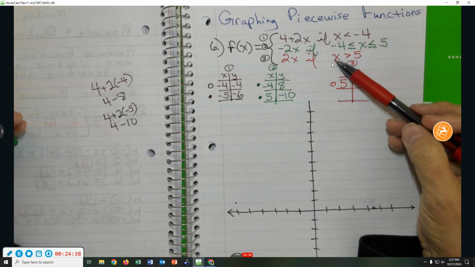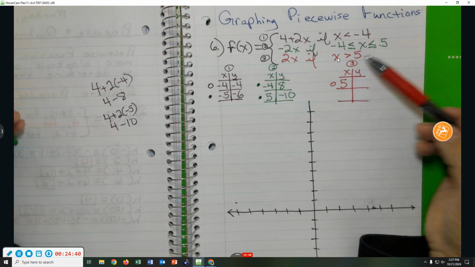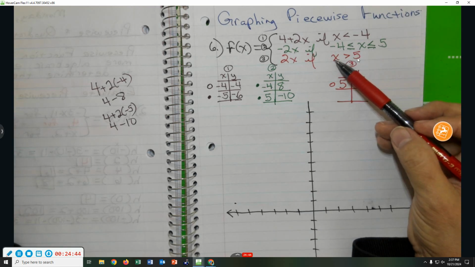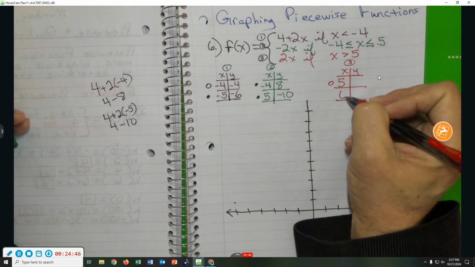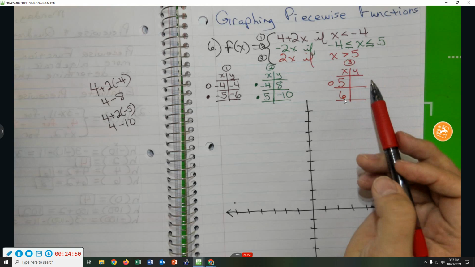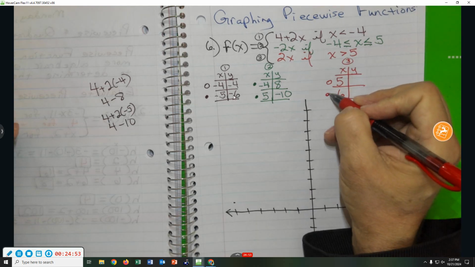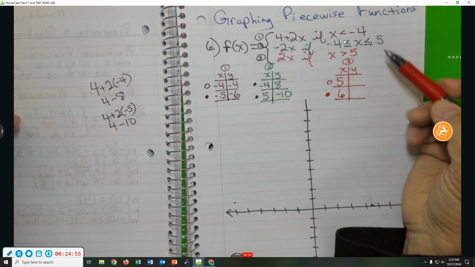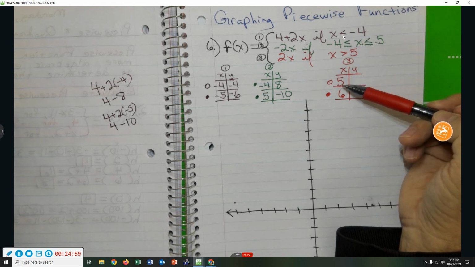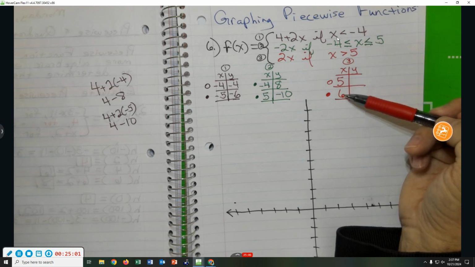Now we need another x value, one that's actually bigger than 5. What do y'all want to use? 6. 6 is a good option. Is this going to be an open circle? It's going to be a regular closed dot, because only cut points can have open circles, and only the ones that have no equal.